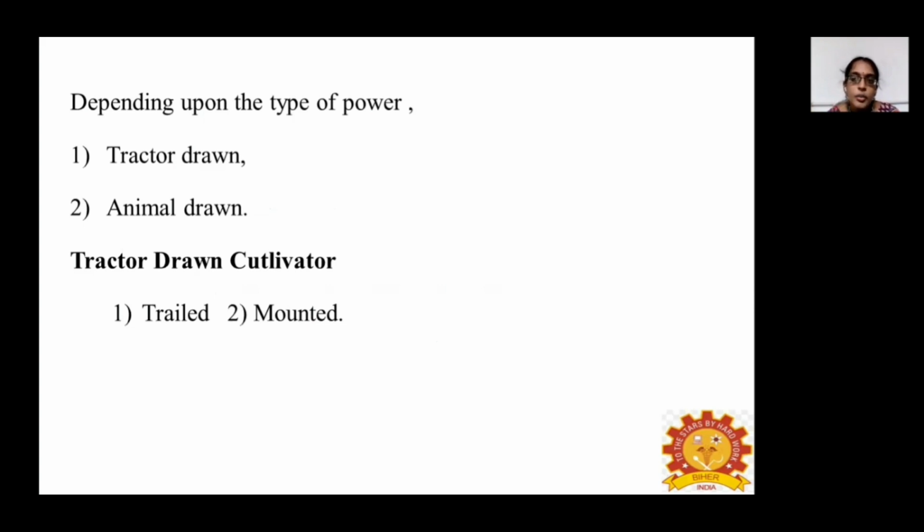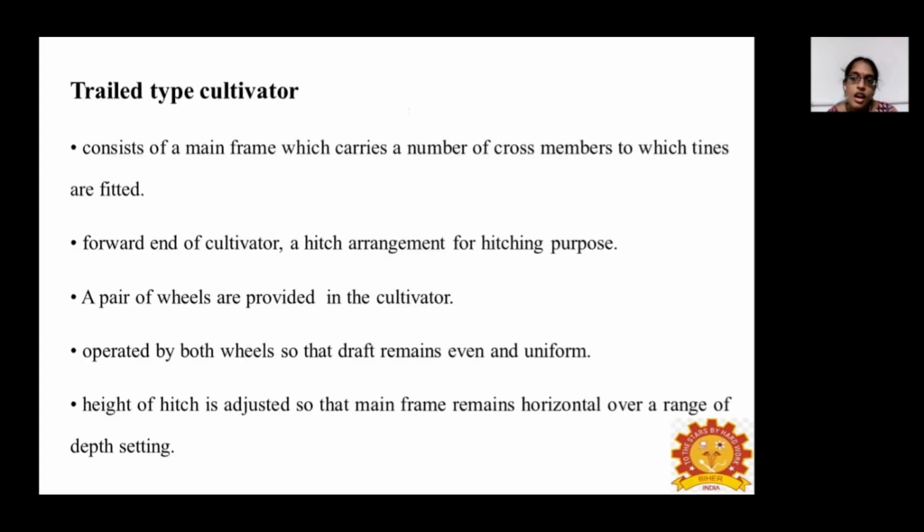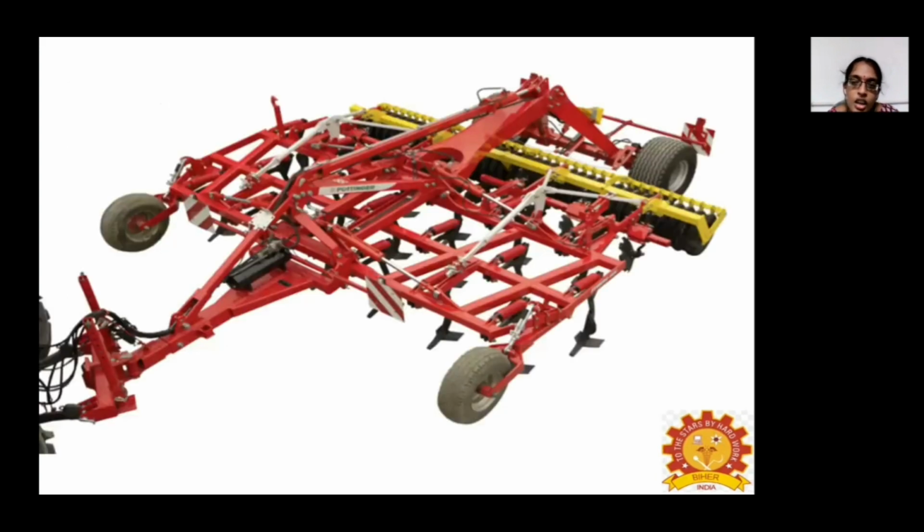Trailed type, and mounted type, which is mounted on the tractor so we can't remove it. The tractor drawn type with mounting is there. And the trailed type consists of cross members which are fixed with the tines. It consists of the forward end of the cultivator and the hitch attachment, and is mainly used in the cultivator only. It will be operated on both wheels so that the draft remains uniform. And the height of the hitch must be adjusted so that the main frame remains horizontal.